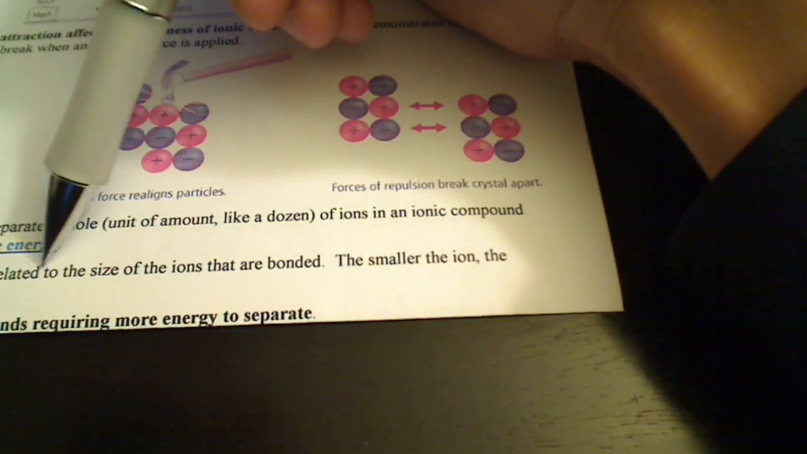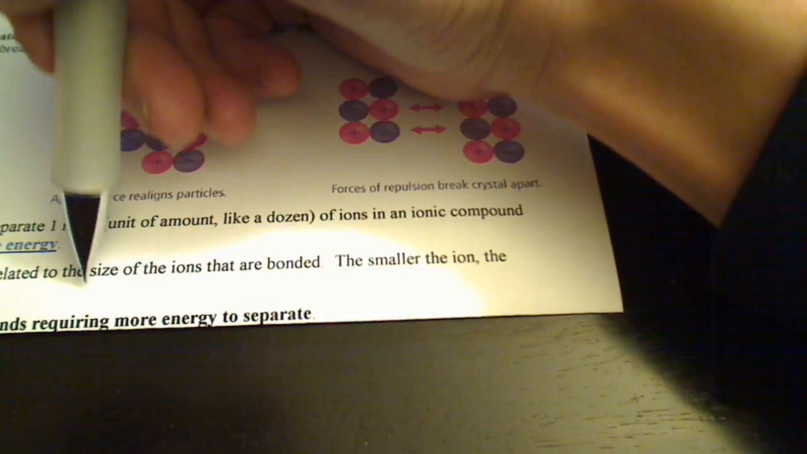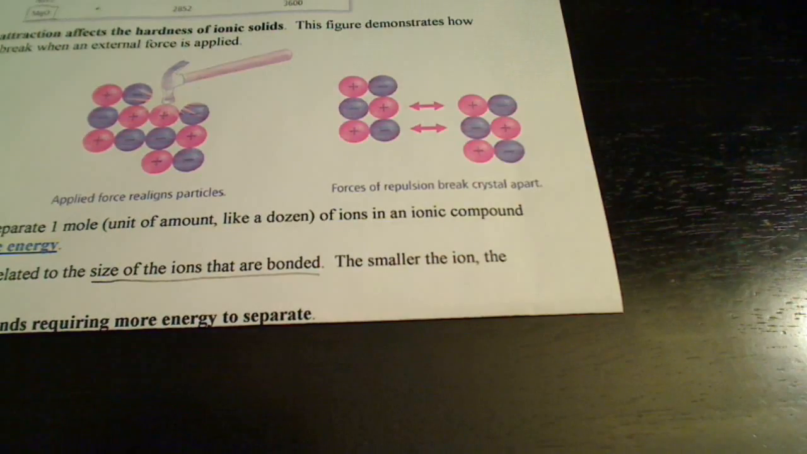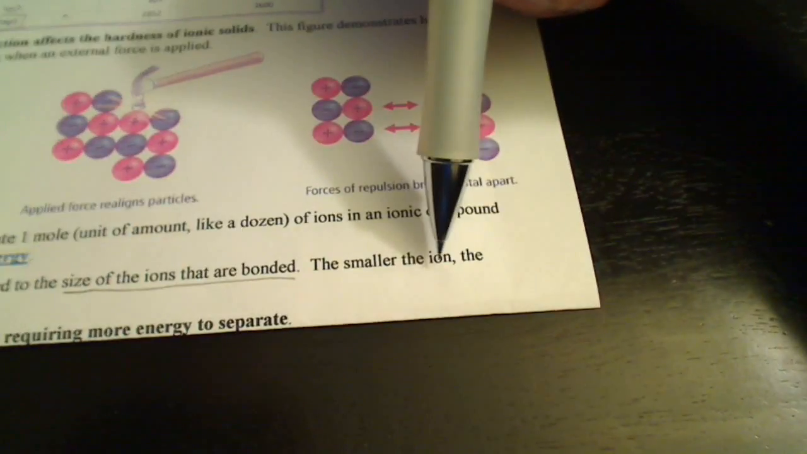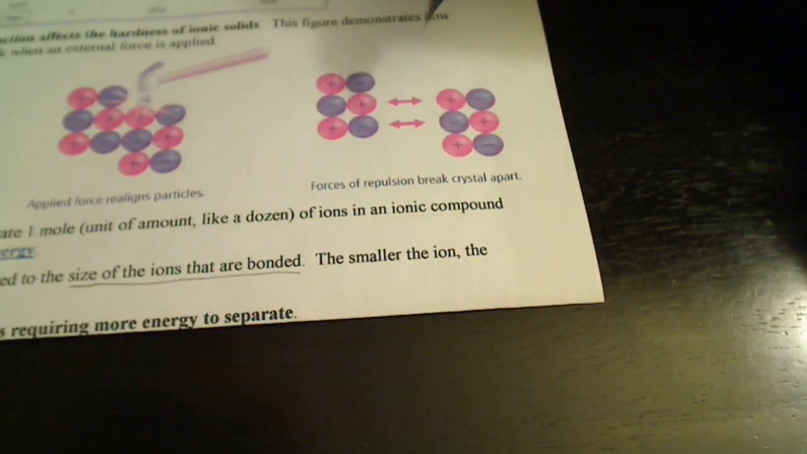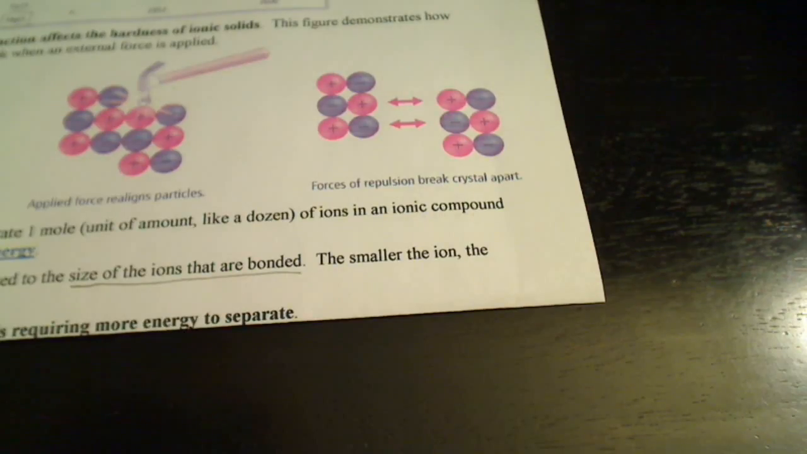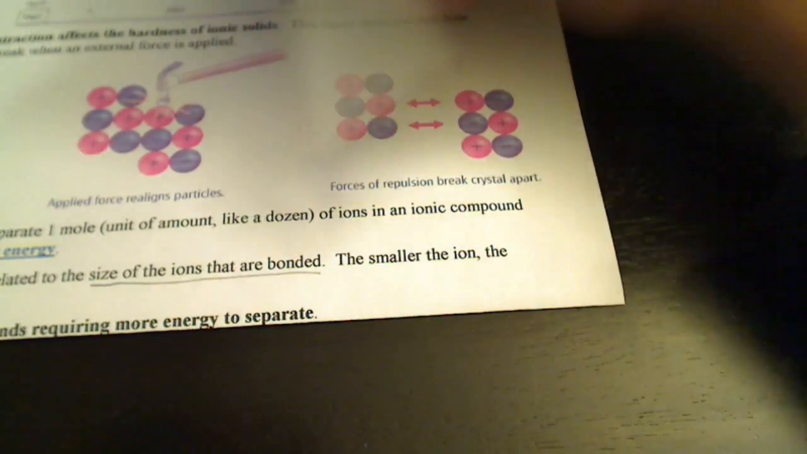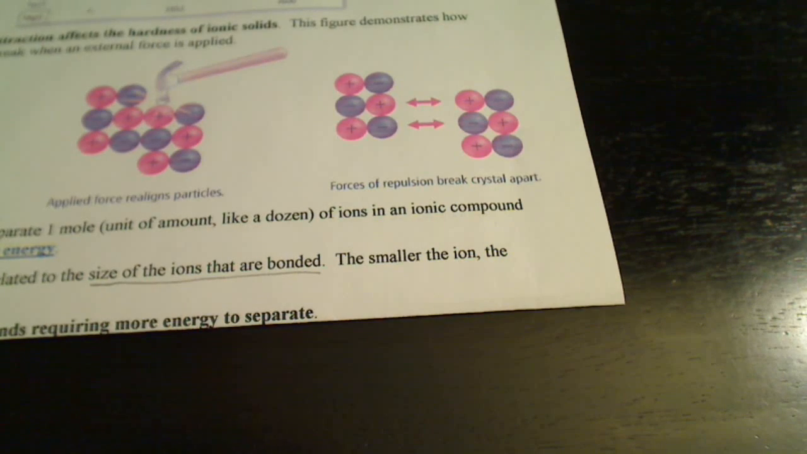Lattice energy is directly related to the size of the ions, okay? So that's a very important thing. Size of the ions that are bonded. It's not anything other than size. So you'll see the smaller the ion, the greater the attraction, okay? So smaller ions will hold on to each other closer, stronger than larger ions. Smaller ions form compounds requiring more energy to separate. Hopefully that makes sense. Okay, moving on.